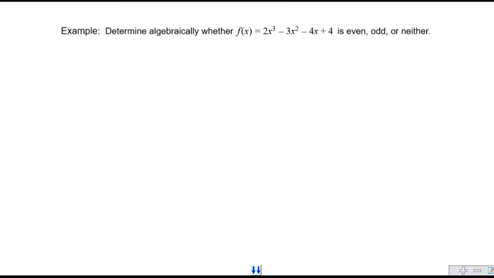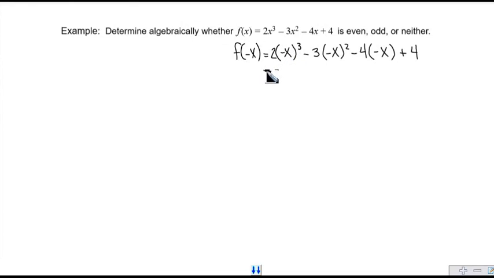Again, to demonstrate this algebraically, we're going to use exactly the same method. We are still going to substitute a negative x everywhere that we see x in our problem, and we're going to make sure and use parentheses as we do this substitution. And like I had said before, if you are raising something to an even power, it is going to make that term positive. But if you're raising it to an odd power, it's going to remain the same.